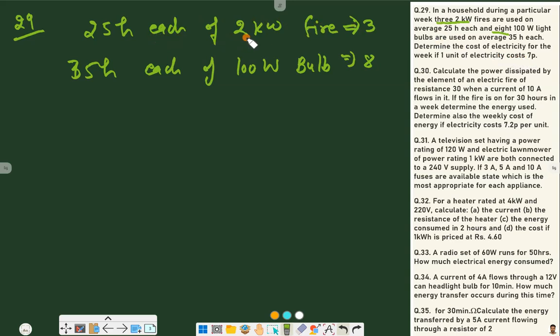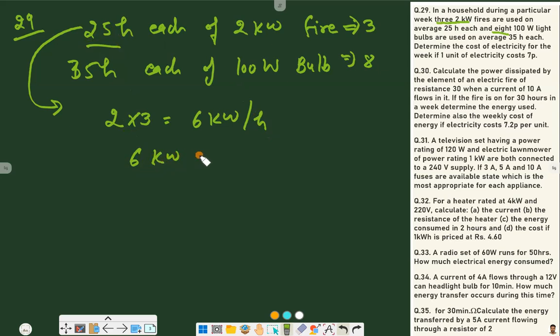First we will do this. For one fire it's 2 kilowatt, for 3 fires it will be 2 into 3, 6 kilowatt, and it is per hour. So for the fires we will be using 6 kilowatt energy per hour, and we have to get it for 25 hours. So our total use will be 6 into 25, and this will be 150 kilowatt-hours total energy used by the fires for a week.